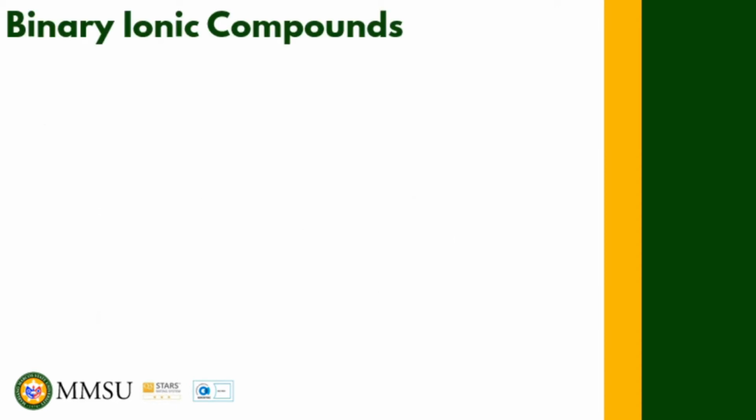So, let's start by naming the binary ionic compounds. Compounds containing atoms of two different elements are called binary compounds. So, when one element is a metal and the other is a non-metal, the resulting compound usually has mainly ionic bonding.